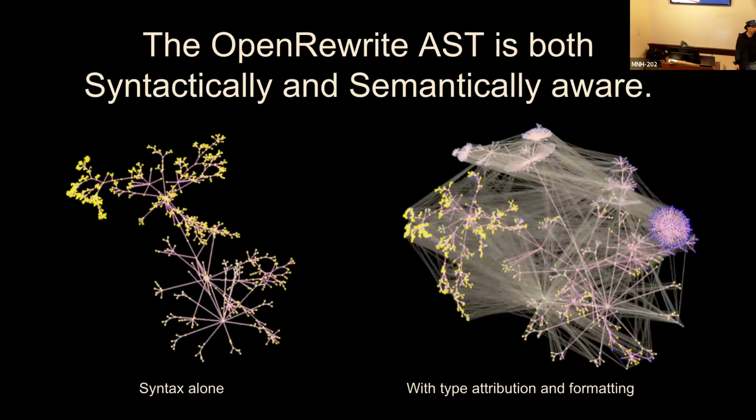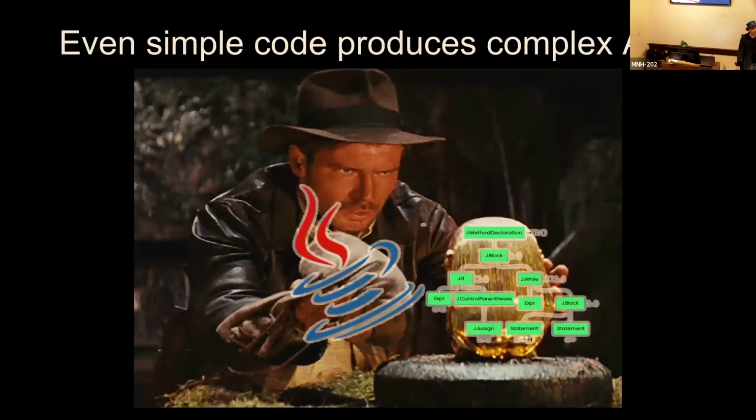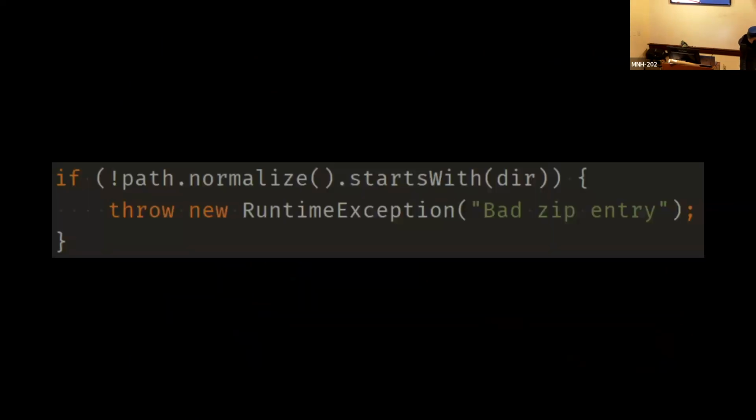On top, because it's fully type attributed, it gets this very, very dense graph. Actually, there's about 6,000 nodes missing from that left graph because it would be too dense and you would just see fuzz. And then on top of that, when you're trying to insert new code into an abstract syntax tree, these abstract syntax trees are very complex. And so you want to be able to place that new code into your source code in a very targeted way. Let's say this is the fix for zipslip.